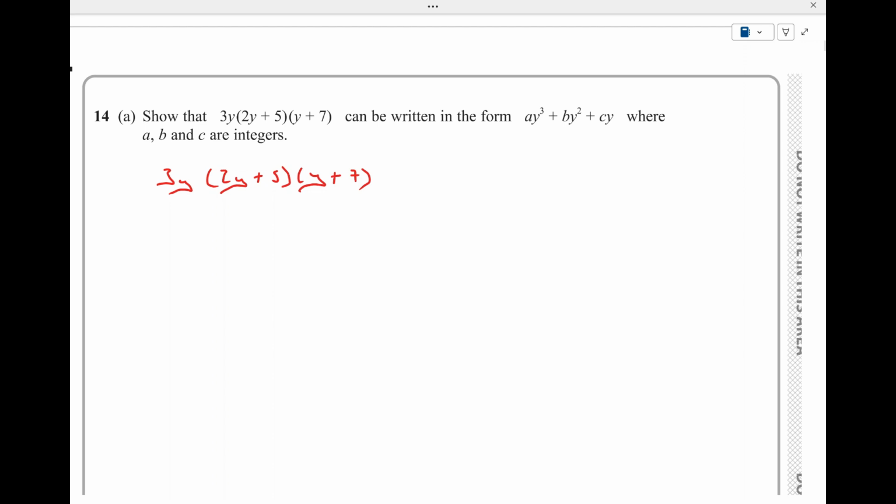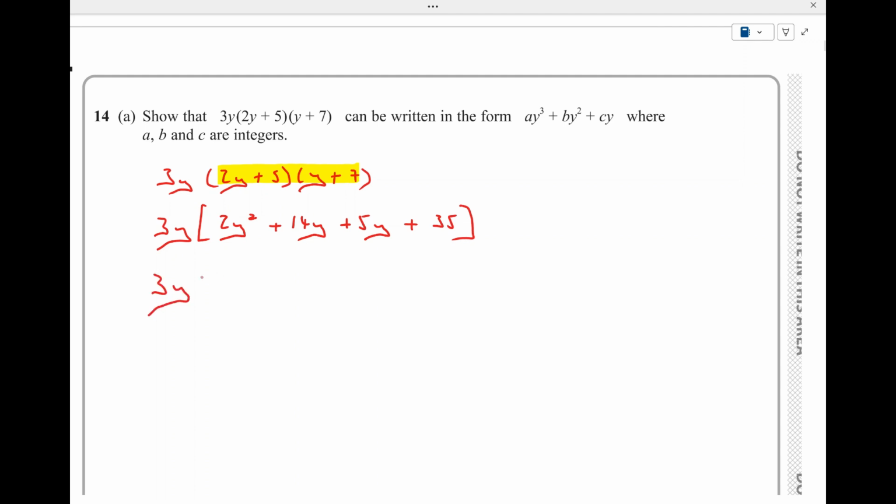Now, it doesn't matter what order you do the multiplications in, so I'm going to copy down the 3y, and I'm going to expand those two brackets. I'm going to multiply 2y plus 5 by y plus 7. So 2y by y, 2y squared, and 2y times 7, 14y. They've been quite kind, haven't they, because there aren't any negatives here. So it's all quite straightforward. 5 times the y, 5 times the 7, plus 5y plus 35. Close the square bracket.